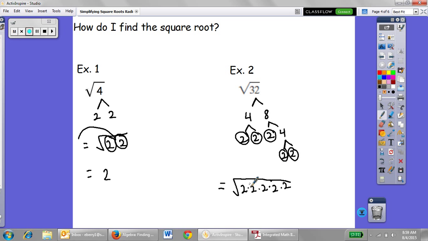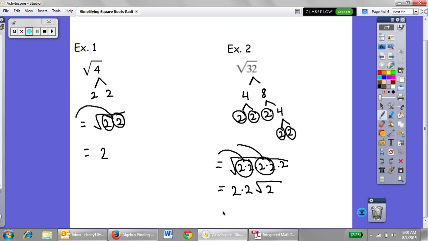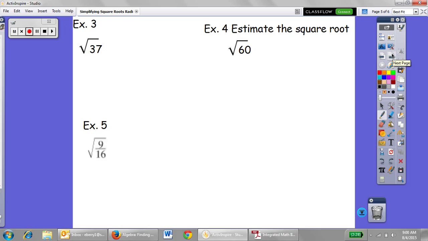Now we're looking for a pair. So 2 and 2, so a 2 can come out. Get another pair of 2's, and that can come out. Notice that the 2 is left underneath the square root sign. So the first 2 comes out here. The second pair, another 2 comes out. You write the square root sign, and this 2 here stays underneath because there's no pair. So finally, we can multiply, and we get 2 times 2 is 4, and the square root is 2. So to simplify, the square root of 32 is 4 square root 2.